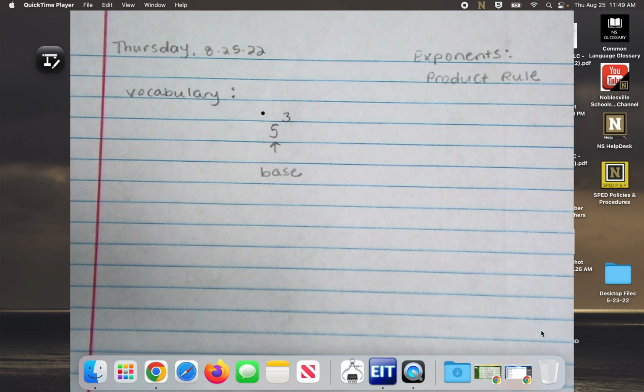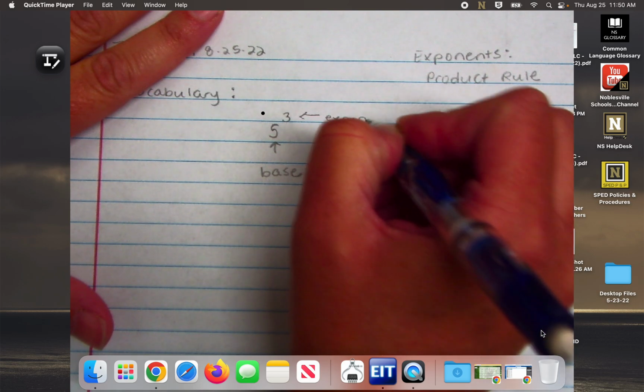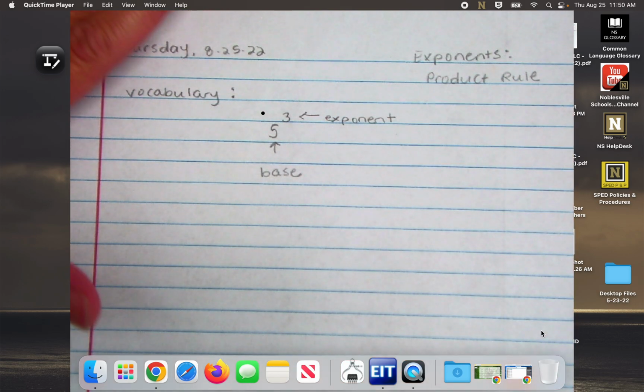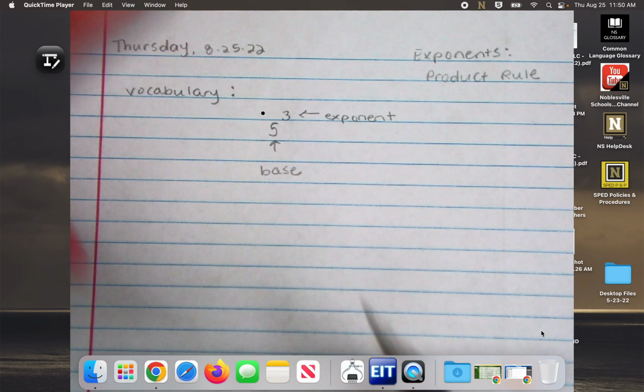Okay, what do I call the little number? Silas? Exponent. This is the exponent. Right? So we have the base and we have the exponent.